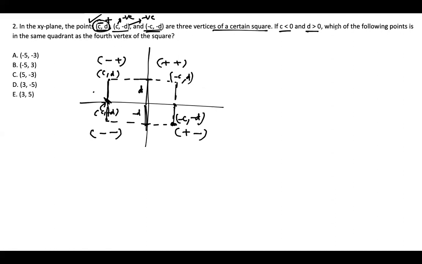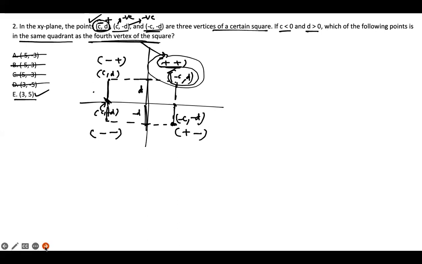Okay. So which of the following points is in the same quadrant as the fourth vertex? So the fourth vertex is this, which lies in the first quadrant. So which point lies in the first quadrant? Let's check. 3 comma 5. I got -5. I have a doubt here. Just a sec. I got the answer as B.